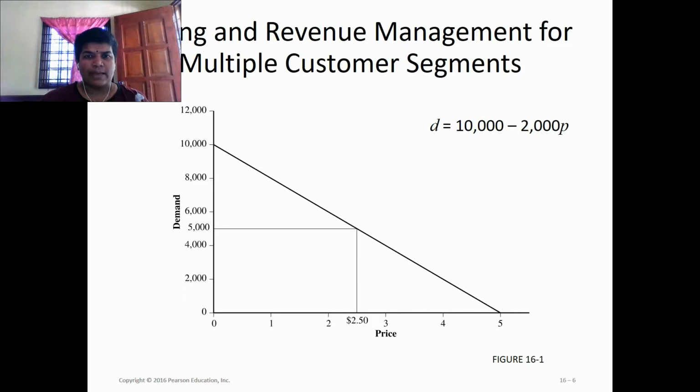This graph is a simple example of a demand curve. I assume that students know how to read this curve. Okay, this is the demand curve. At the demand of 5,000, the price of the product is 2 ringgit 50 cent. Very simple. This is a linear graph with the function D is equal to 10,000 minus 2,000 P.